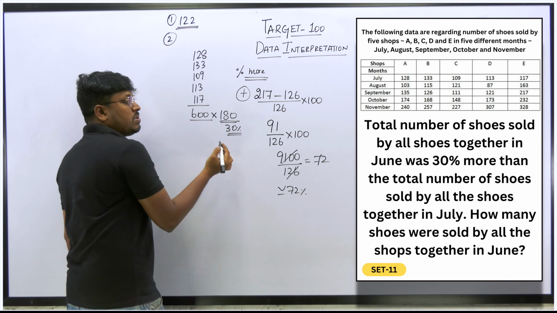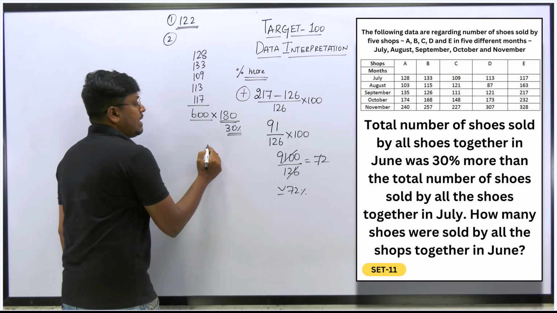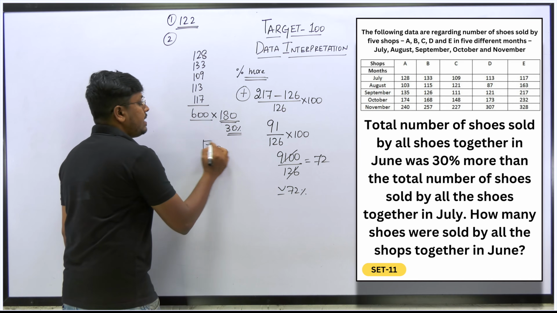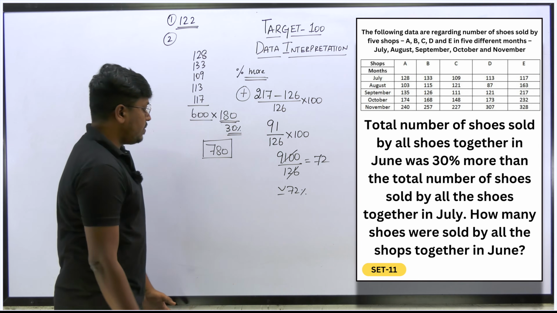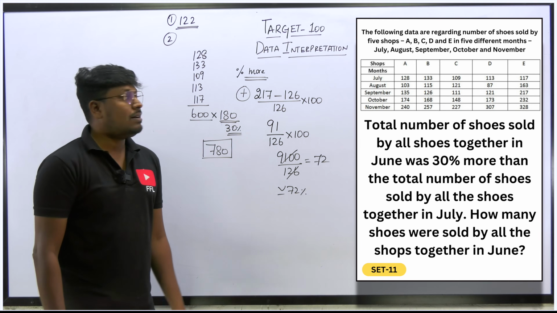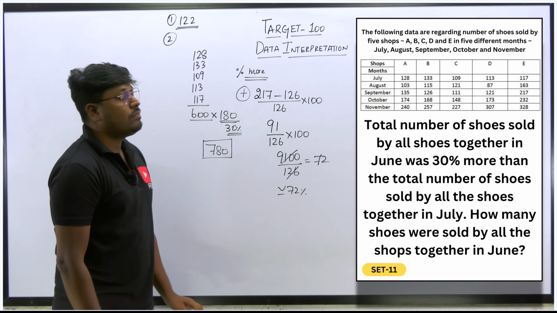So now our target is to find the total. So 600 plus 180 will be 780. So 780 will be the total number of shoes that was sold on all the companies in the month of June.